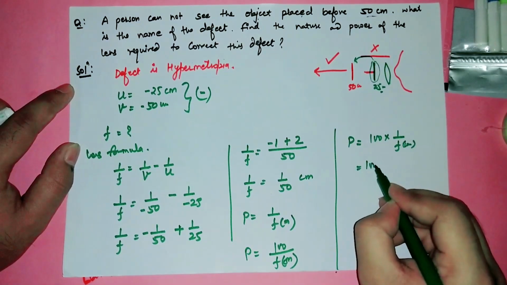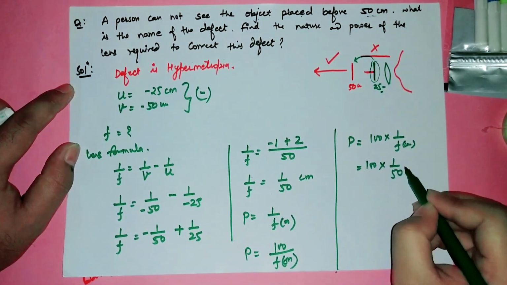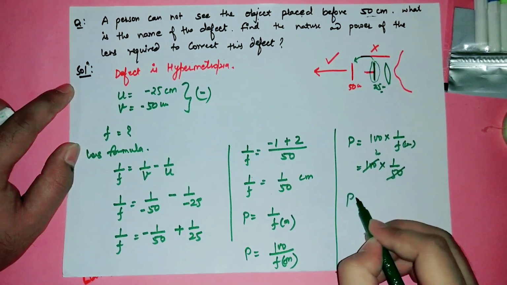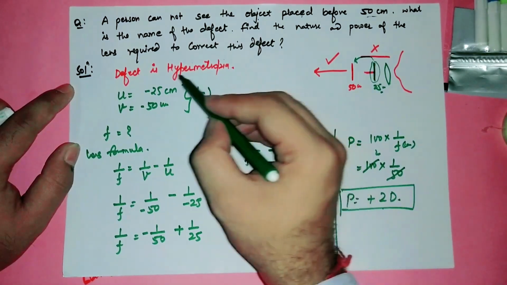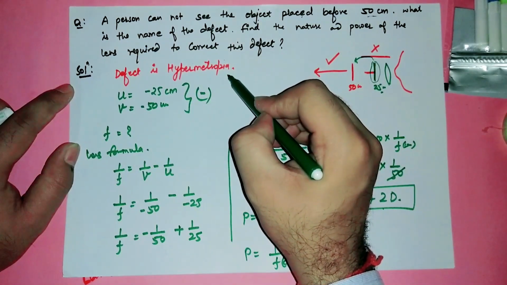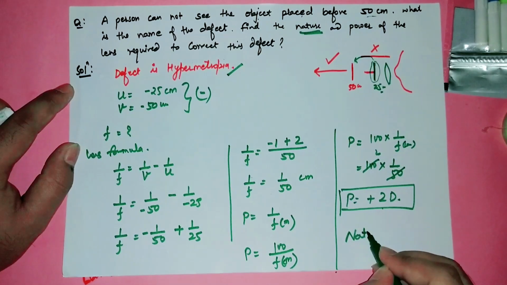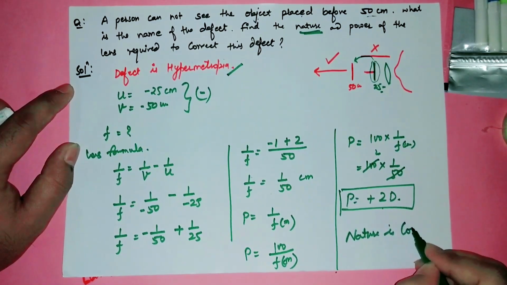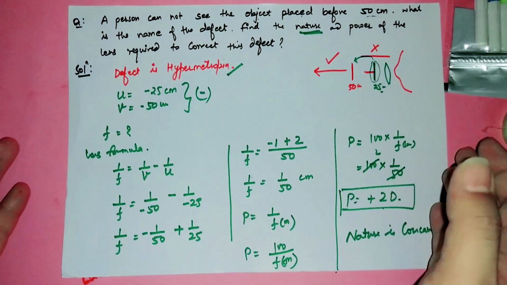So power is equal to 100 into 1 upon f in centimeter. So this is 100 into, what is 1 upon f? 1 upon f is 1 upon 50. Okay, so this is 2. So power is equal to plus 2 diopter. Clear? So this is the power, this is the defect, and what is the nature? The nature is convex.